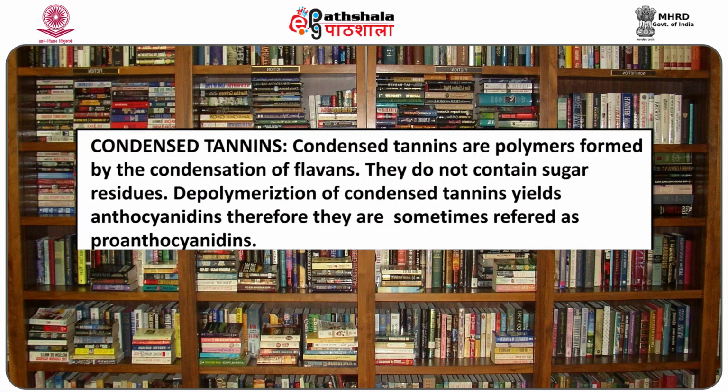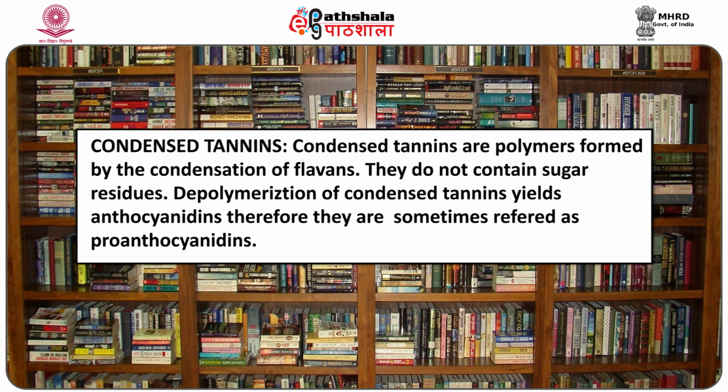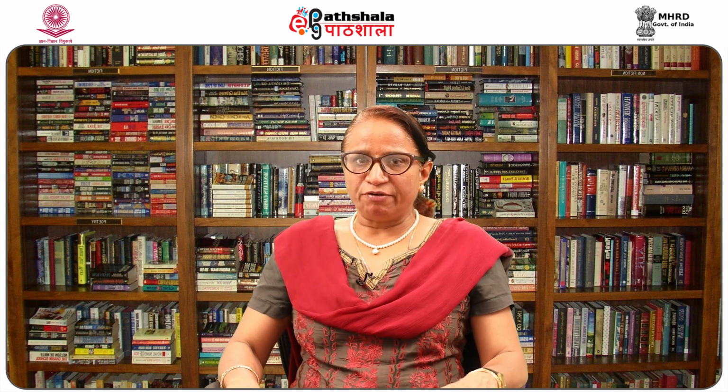Let us go to condensed tannins. Condensed tannins are polymers formed by the condensation of flavans. They do not contain sugar residues. Depolymerization of condensed tannins yields anthocyanidins. Therefore, they are also referred to as proanthocyanidins. Different types of condensed tannins exist which are formed from flavonoids.